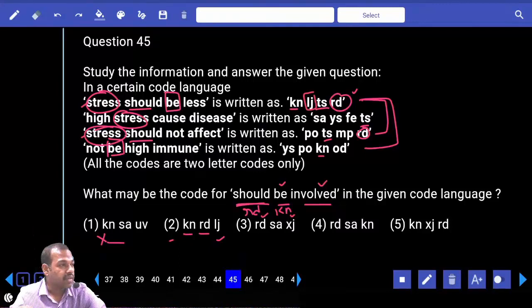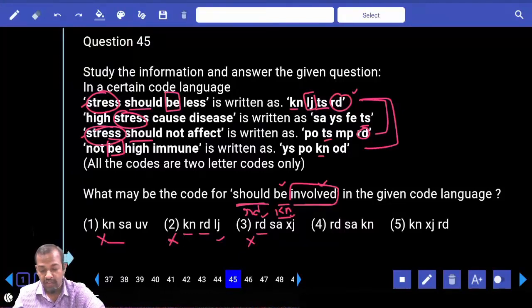Yes. From this we can say that LJ will not be the code for "involved", because LJ is there in the coding decoding, but the word "involved" is not there in the coding decoding. So can we eliminate the second option or not? Yes. When you go for the third option, RD is there but KN is not there. We can eliminate the third option here.